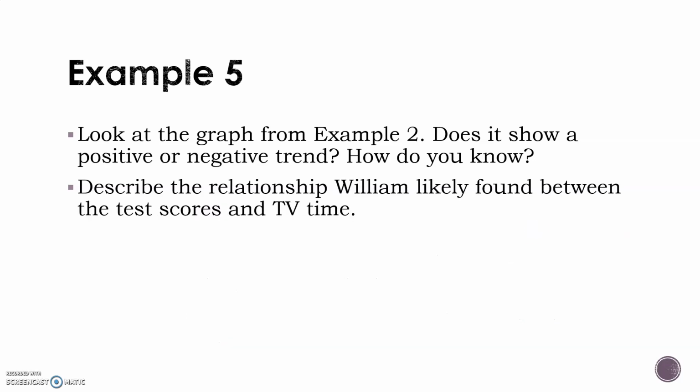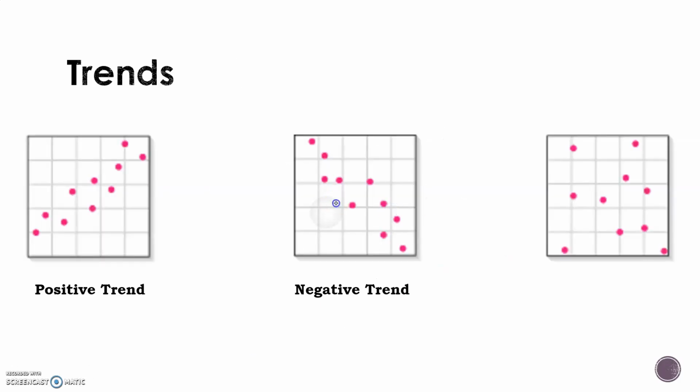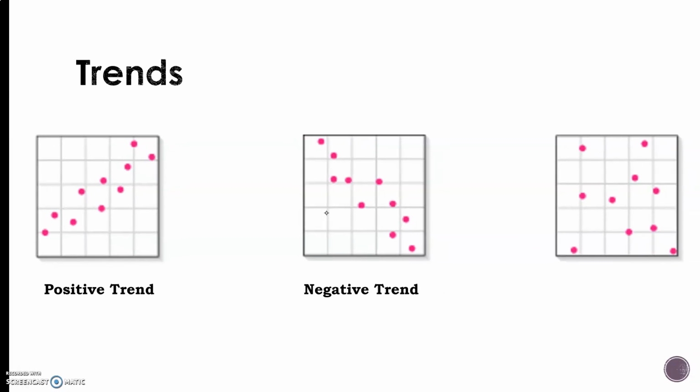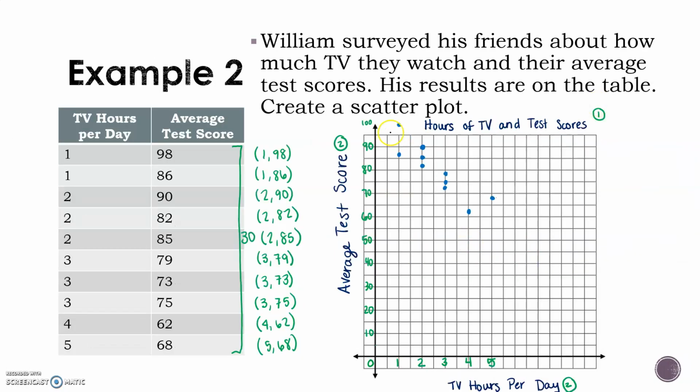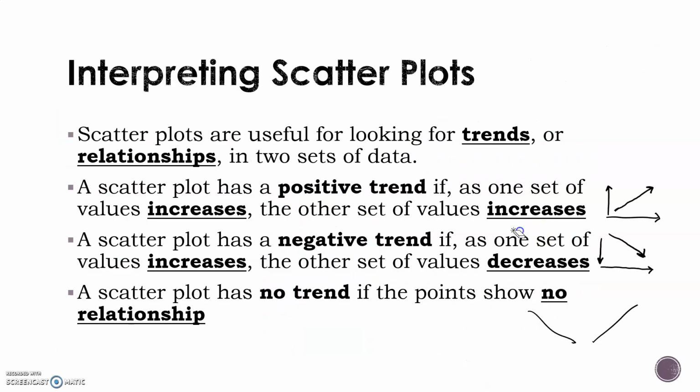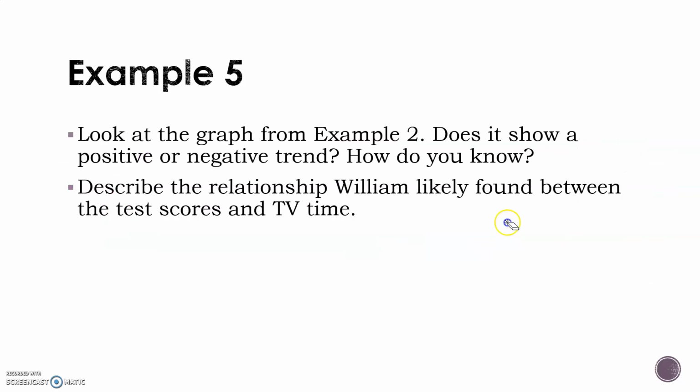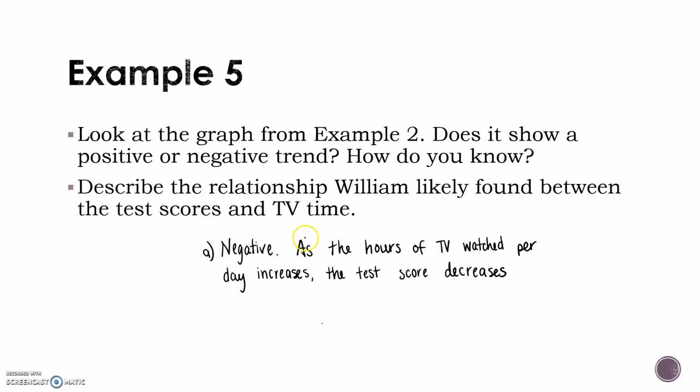Look at the graph from example 2. Does it show a positive or negative trend, and how do you know? So if we look at, here we go. If I draw a line through it, generally speaking, from left to right, it's going to go down. Again, it doesn't pass through all the points, but that's okay. So if I look at this one, I would say negative. Our how do you know then could look something like this.